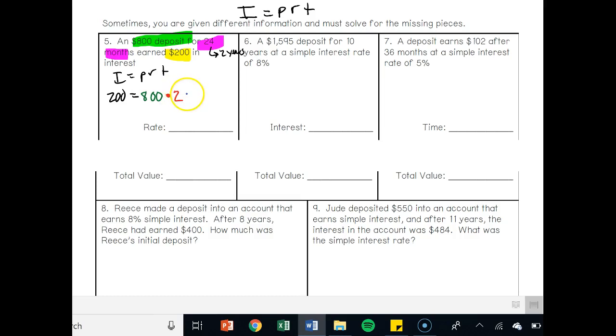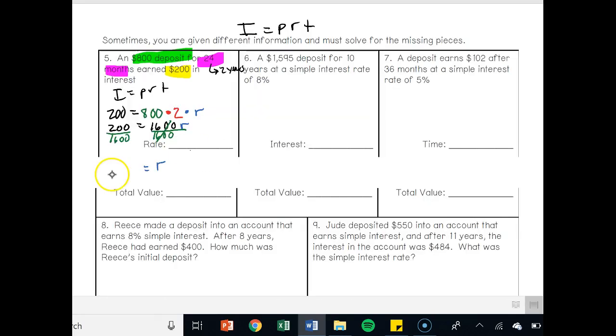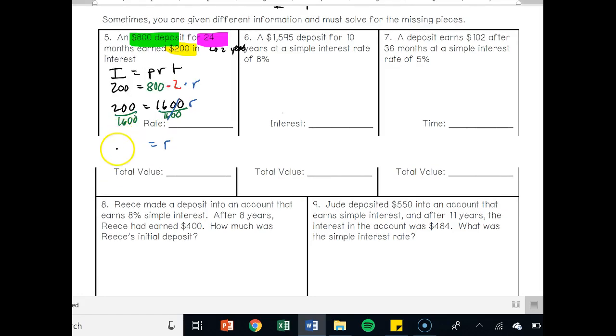So I don't know what my rate is, right? So I'll get 200 is equal to 800 times 2, which is 1600, times your rate. You have no idea what your rate is. However, we know how to do this. We have solved for this before. Just think about the ratios that you've done. Just divide both sides by 1600, and you'll be left with what R is. So these cancel out, and you're only left with R. So R is equal to 0.125. So your rate is 0.125.